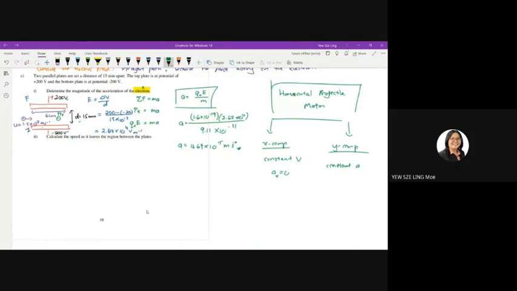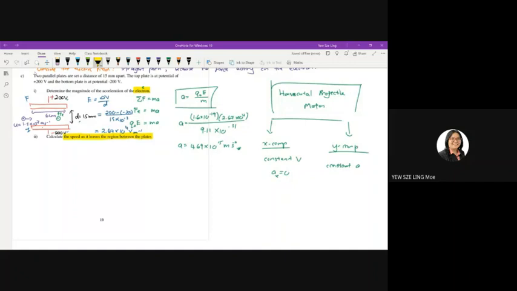All right, now let's look at the last question. Calculate the speed. The question is asking for the speed. Speed means that you need to take into consideration both the directions, the x component and the y component. So the speed as it leaves the region between the plates.